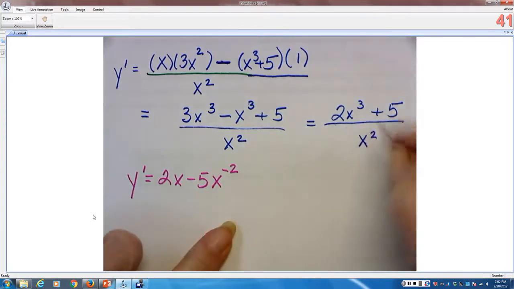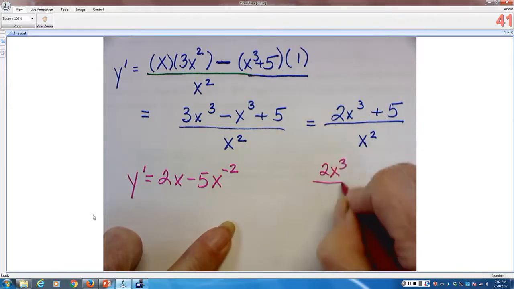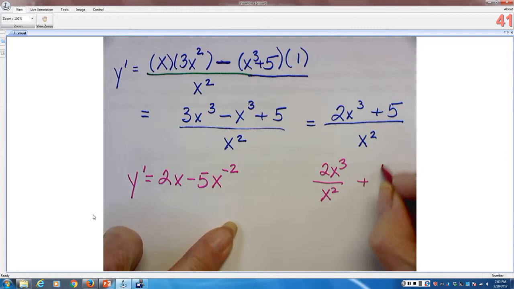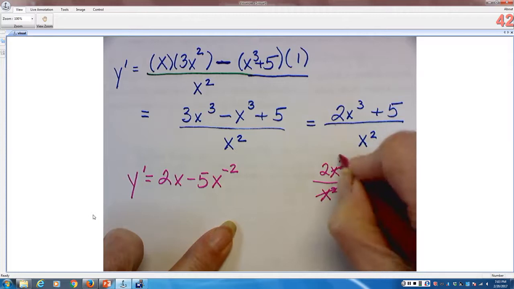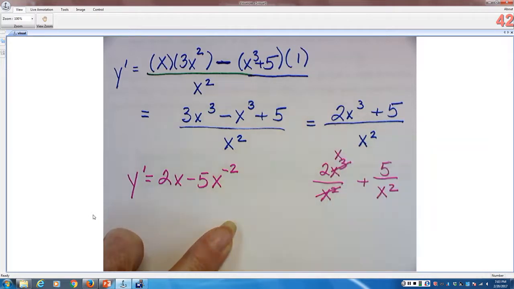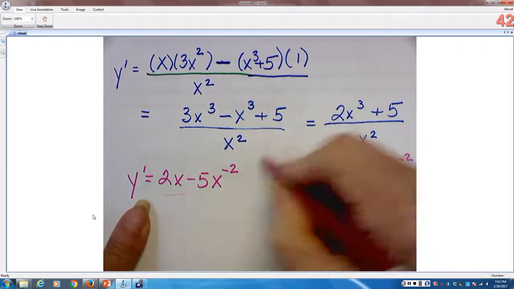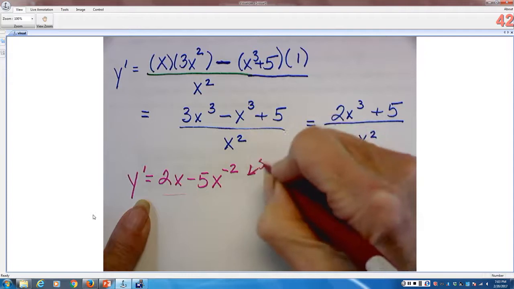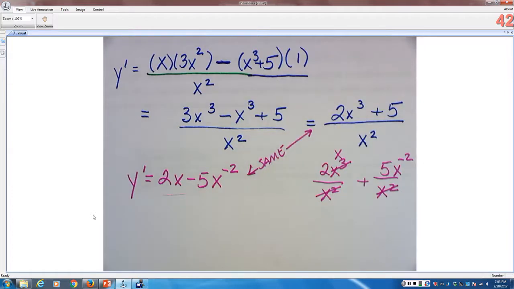Because if you break this up, then you see that x squared takes away that and makes it x to the first, and if you move x squared to the numerator, you get 2x minus 5x to the negative 2 power. So those really are the same expression, they just look different.